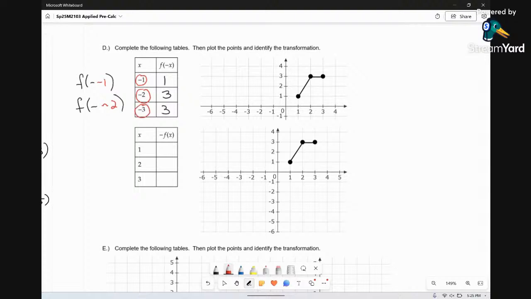So we're going to plot this table that I'm looking at, x and f of negative x. So we plot negative 1, 1. Negative 2, 3. Negative 3, 3. And we kind of see the Big Dipper, except it's been what? It's been reflected over the y-axis. And that's the transformation.